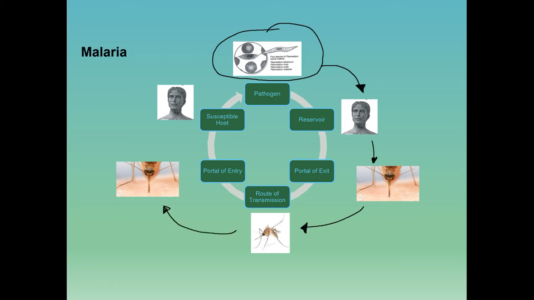So that would then obviously take another blood meal from a susceptible host, and the plasmodium from the salivary glands would then travel into a susceptible host and would cause malaria. That person then would become the reservoir, and it would happen again and again.